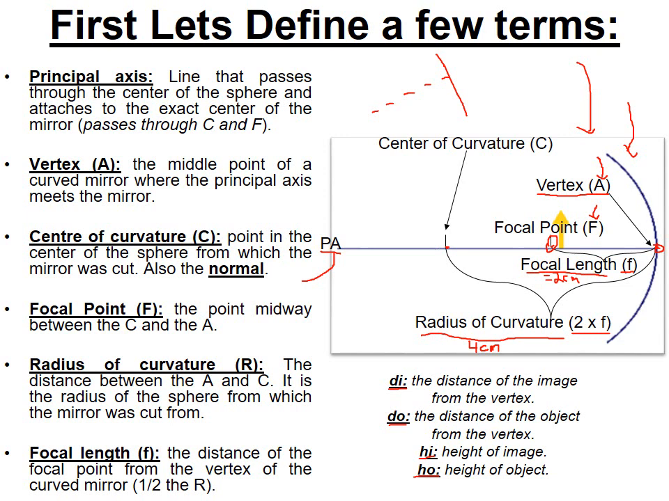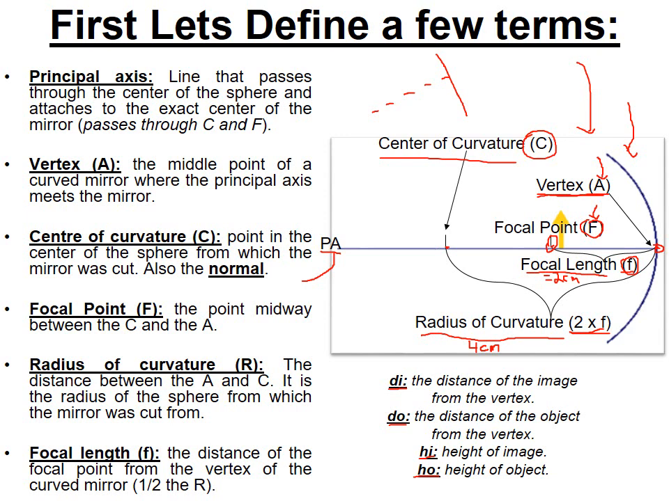So you need to become very familiar with these terms. Center of curvature, know that it's represented by C. The vertex, know that it's represented by uppercase A. Focal point by uppercase F. Focal length by lowercase f. And the radius of curvature is the length from the vertex to the center of curvature, and it's basically just 2 times your focal length.